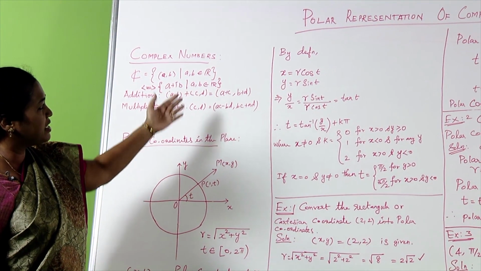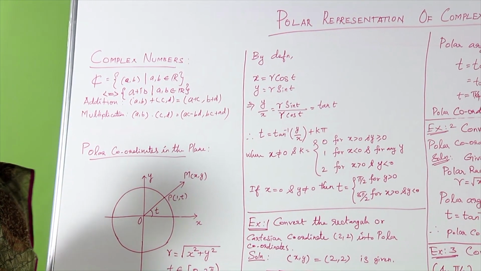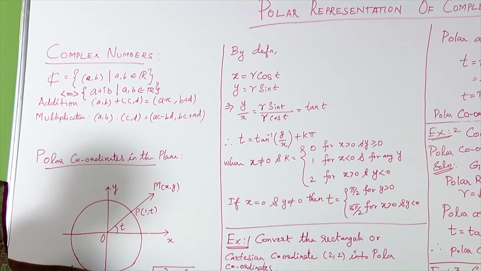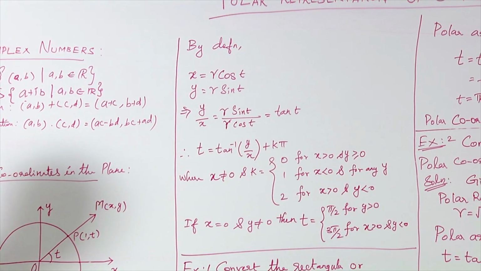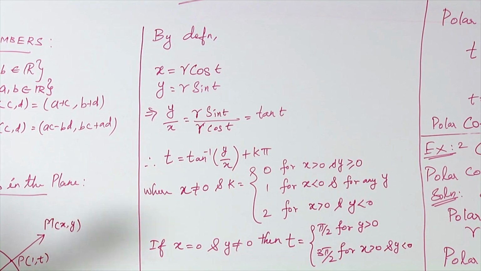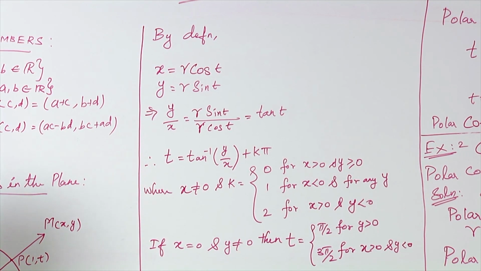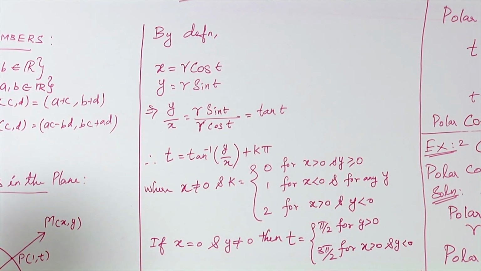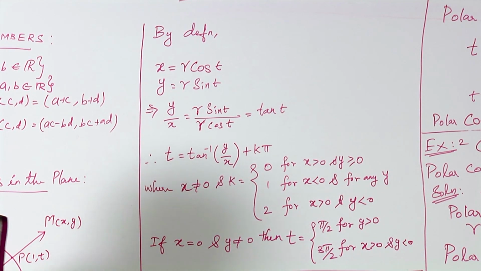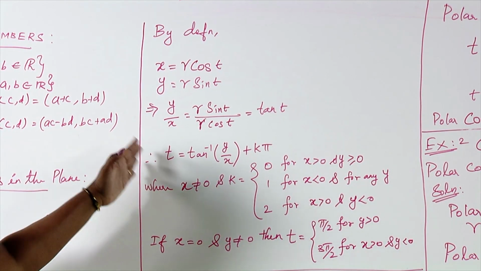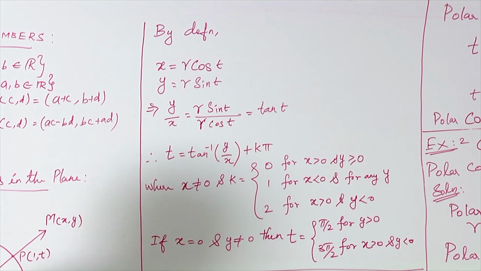So, x is represented as r cos t, t being the angle and r being the vector length. So, r cos t, and y is r sin t. So, y by x is the slope. So, r sin t by r cos t is tan t, and t is equal to tan inverse of y by x plus k pi. This is the usual representation of a polar coordinate, especially with regard to the angle.